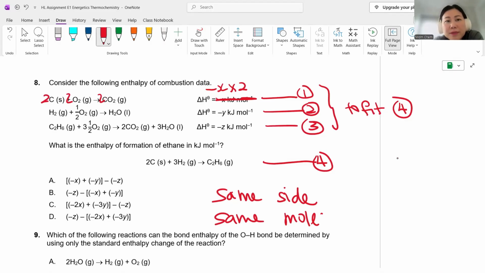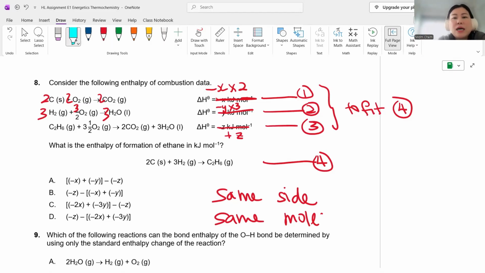So I've done equation 1. Now I'm going to do equation 2. In equation 2, hydrogen and hydrogen are on the same side, but not the same number of moles. So what I should do to equation 2 is multiply by 3, so minus y times 3. Next, I'm looking at C2H6, but the C2H6 is on the wrong side. So in my mind, I flip the equation, and therefore I will flip the sign to positive z.